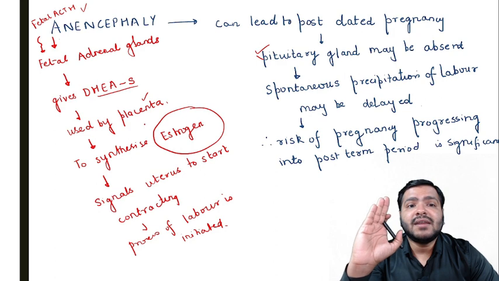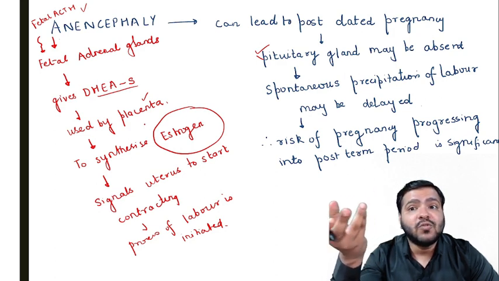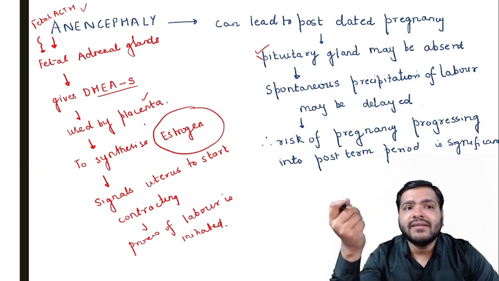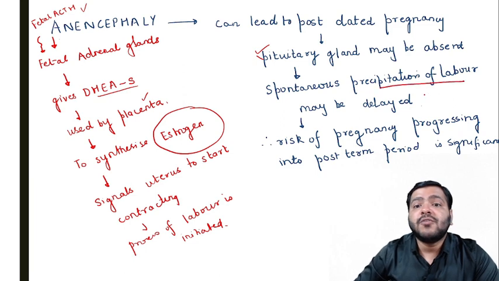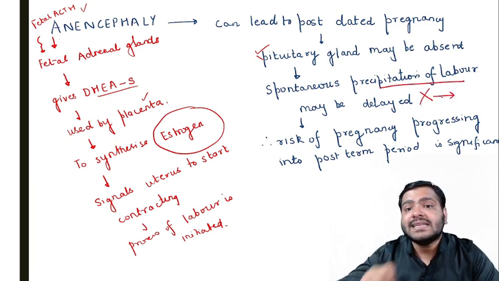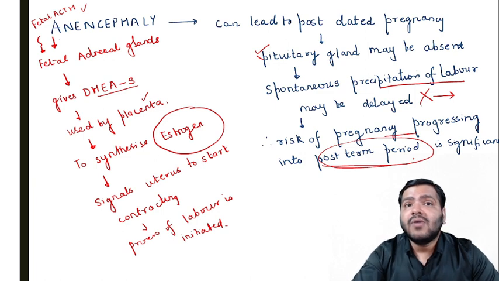But you should remember that if fetal ACTH is not there, because the pituitary gland is absent, ultimately no signals will be sent to the fetal adrenal glands, no production of estrogen would be there, and no contraction would be there. So the spontaneous precipitation of labor would be delayed, it wouldn't take place, and that will lead to the risk of pregnancy progressing into the post-term period. So ultimately it will lead to post-term pregnancy.